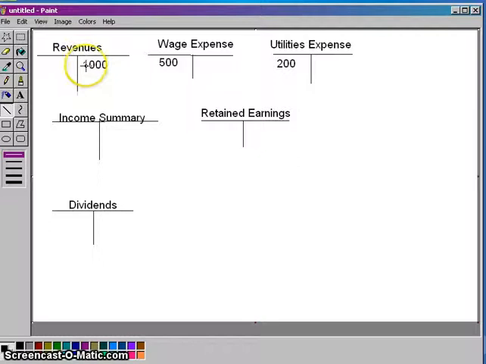So here we are. We've got revenues of $1,000. What we need to do is reset this account to zero so it's ready to use for the following year. If we've got a $1,000 credit balance in here, the only way to make this account zero is to now debit it for $1,000, making this account now zero.